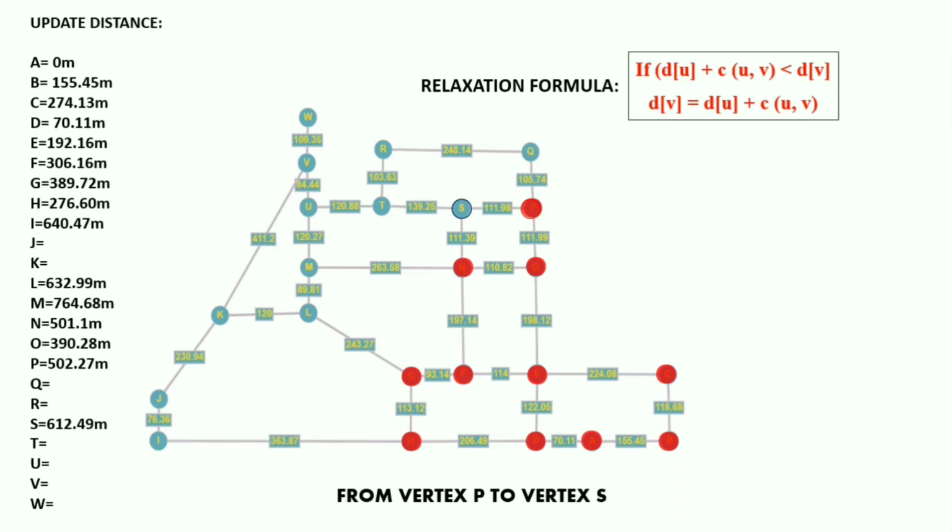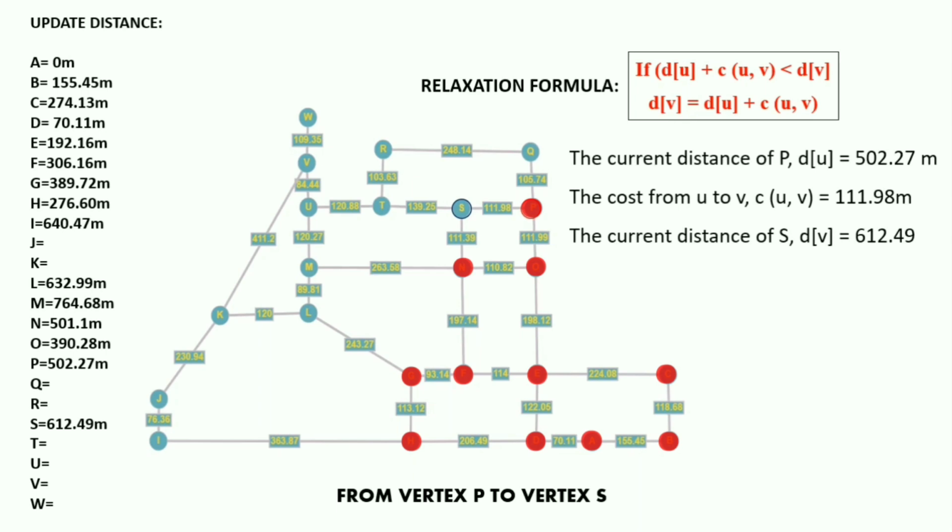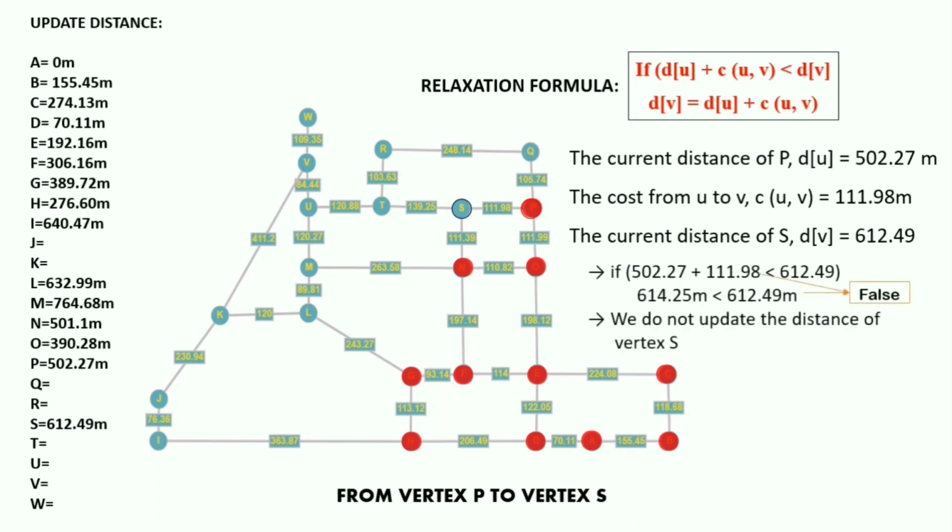The vertex connected to vertex P are vertex Q and vertex S, but not vertex O because we already visit vertex O. So we perform relaxation to the connected vertex. From vertex P to vertex S, the current distance of P is 502.27 meter, while the cost from U to V is 111.98 meter, and the current distance of S is 612.49 meter. So this is the condition. It is false, so we do not update the distance of vertex S.